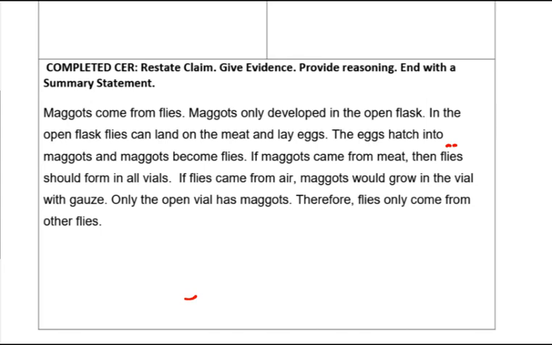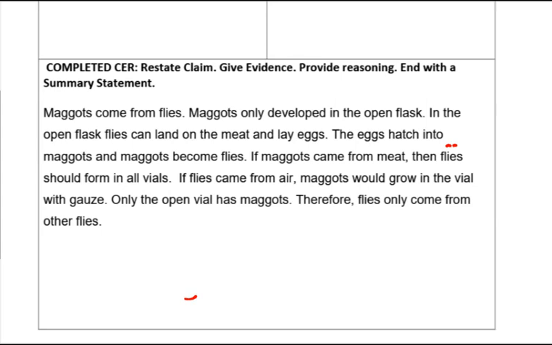Okay, so we've got maggots come from flies. Maggots only developed in the open flask. In the open flask, flies can land on the meat and lay eggs. The eggs hatch into maggots and maggots become flies. If maggots came from meat, then flies should form in all vials. If flies came from air, maggots would grow in the vial with gauze. Only the open vial has maggots. Therefore, flies only come from other flies.